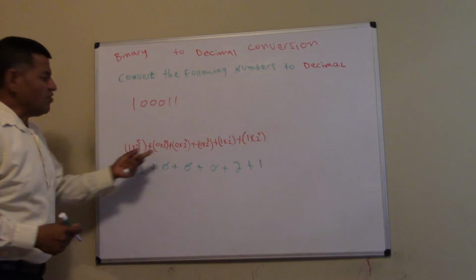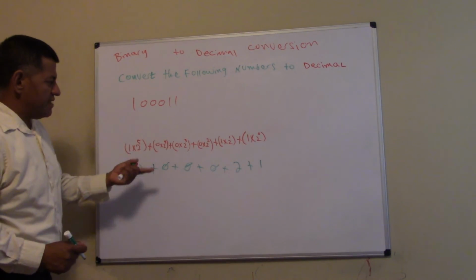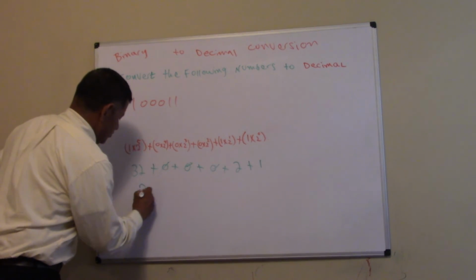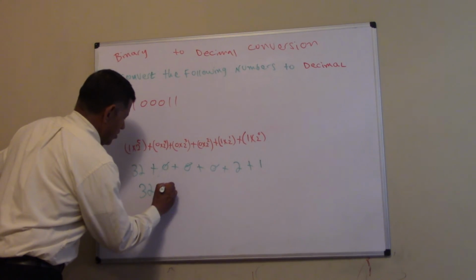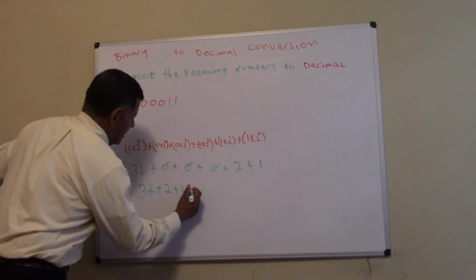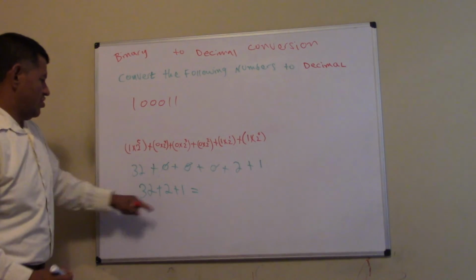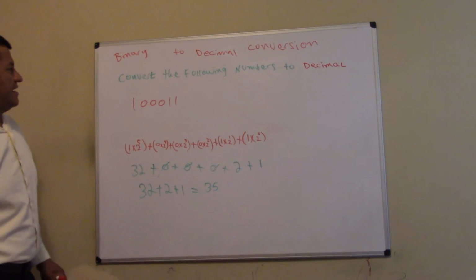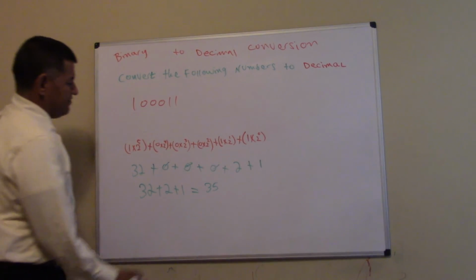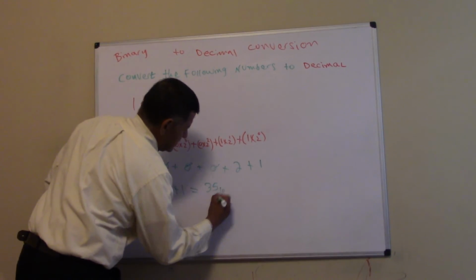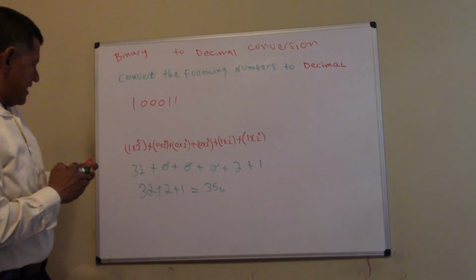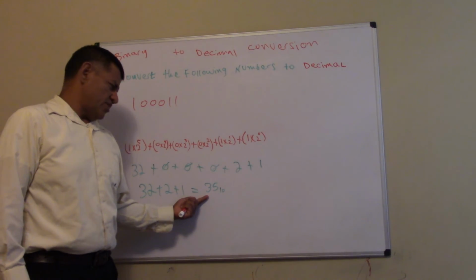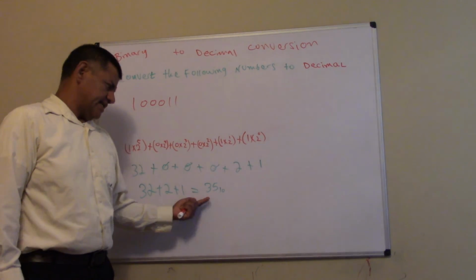So you don't have to write the zeros, but if you want to be consistent and learn, it's a good idea to do it. So 32 plus 2 plus 1, and that is equal to 35. That is equal to 35, and this is 35 base 10. See? Now we went back and we got the number again. We got 35 base 10.